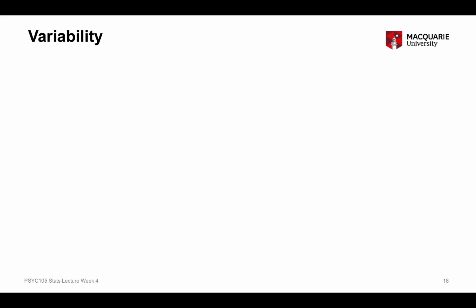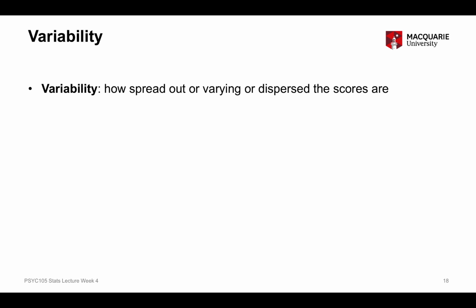Okay, so that was the concept of typicality. The next concept is that of variability. So variability is a measure of how much variation, how much of a spread of scores there is, or how much dispersion in scores there is. It's kind of what's the range of scores, or how much variation or how much of a spread of scores is there in this particular sample.